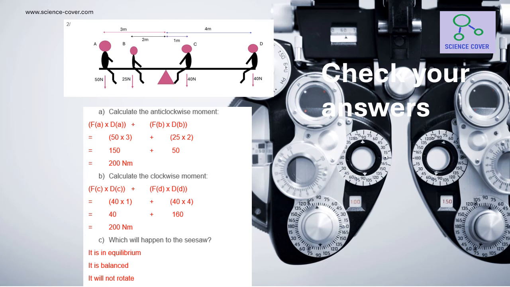Calculate the clockwise moment. We need to do 40 multiplied by 1 and add to that 40 multiplied by 4. So this gives us 40 plus 160, which equals 200 Newton meters. What will happen to the seesaw? In this case, the seesaw is in what we call equilibrium. That means it's balanced and it's not going to rotate in either direction.